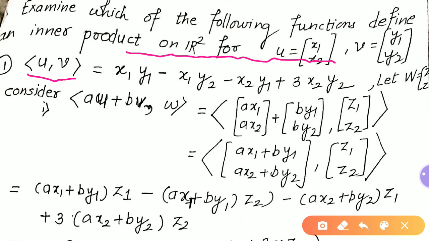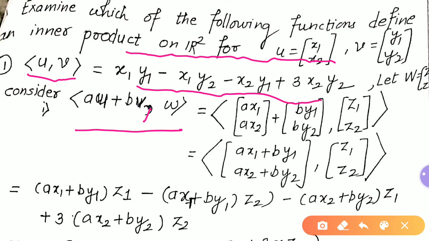So once this satisfies these 3 properties, then this product will be an inner product over the space R2. Now first we have considered the linearity property: inner product of a times u plus b times v with w, some new vector. So w we have taken as (z1, z2).